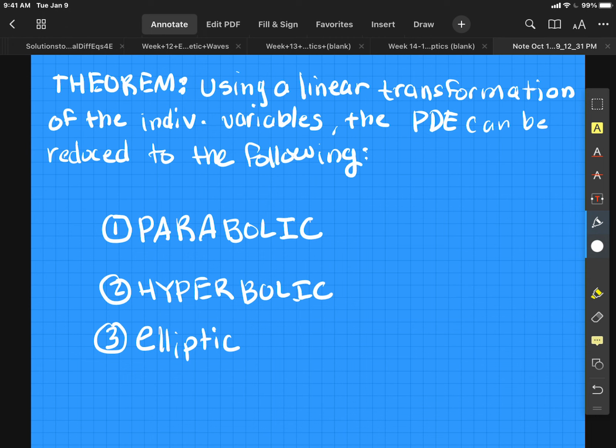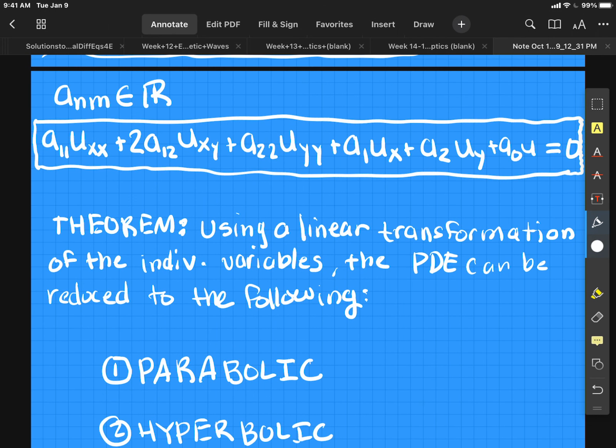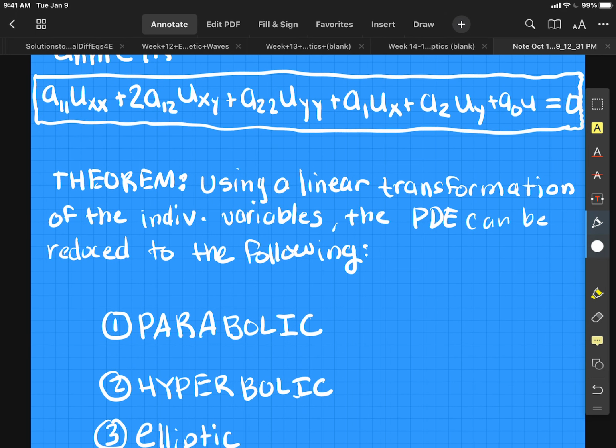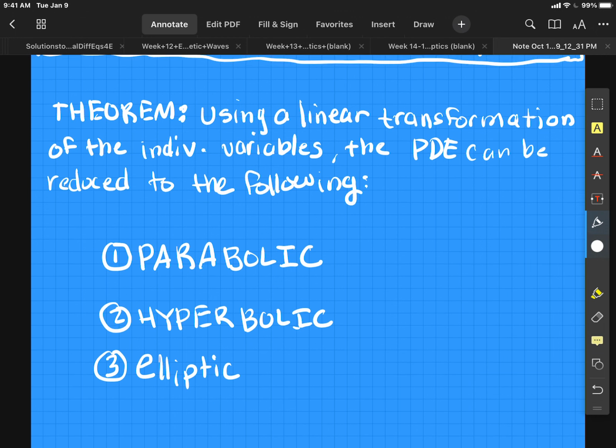Now, I'll get into why it's important to be able to identify a PDE as parabolic, hyperbolic, or elliptic in a later video. For now, just know that for an equation like the one we have above in the box, using various formulas, we can figure out exactly what kind of differential equation we have with us today.